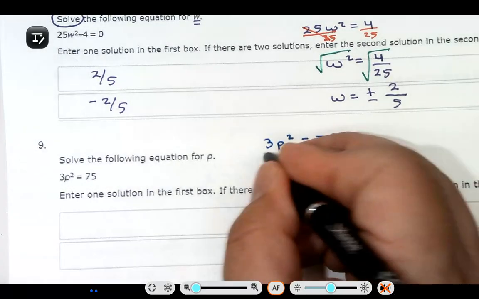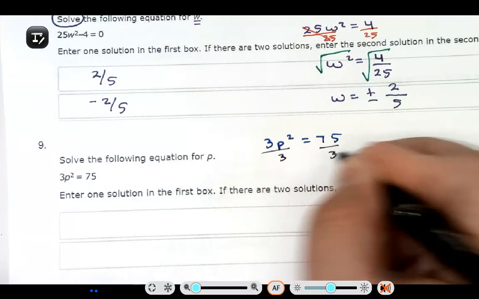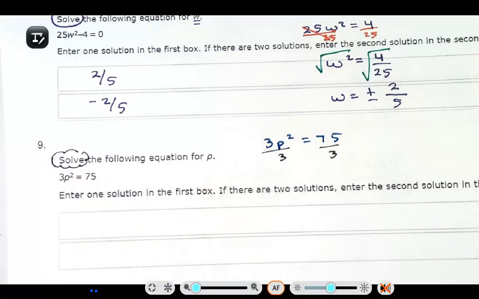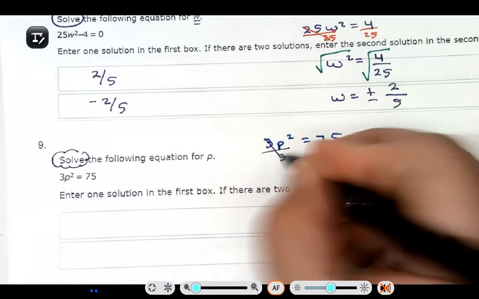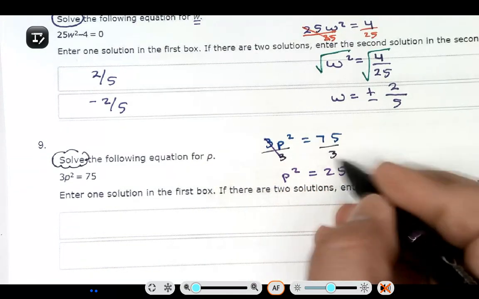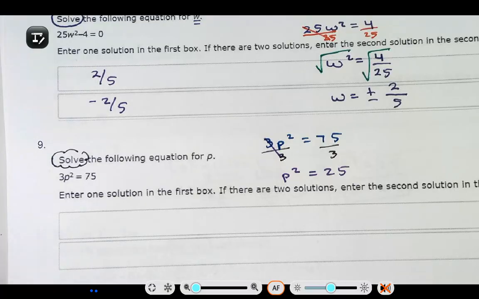Well then, look, divide by 3, you are just solving. In the SBAC, you got to keep things simple. If it says solve, just get the letter by itself, right? If that's all you can remember, well, at least do that. So then P squared is equal to 25 when you divide it. And you see, now it's ready.